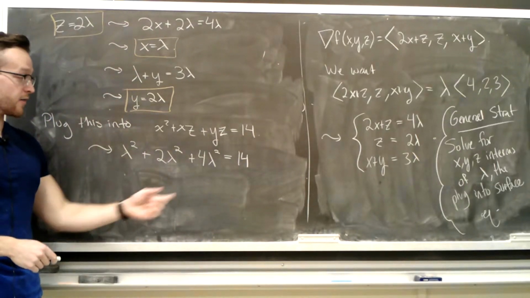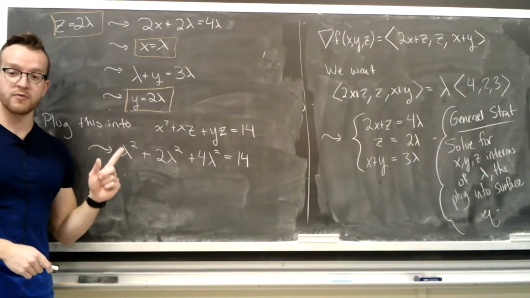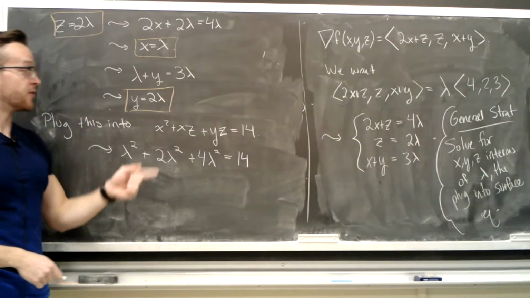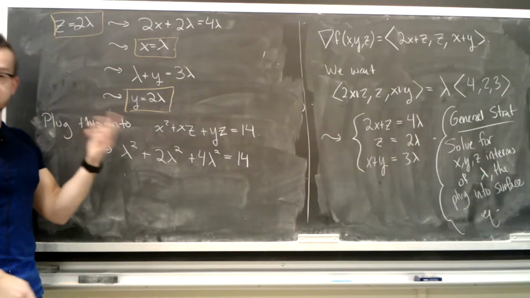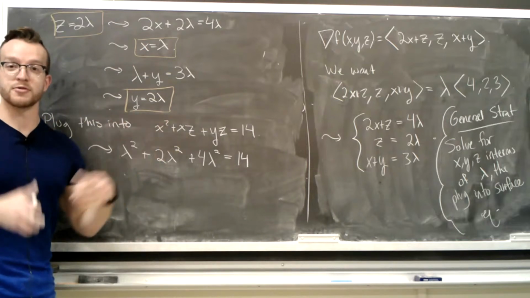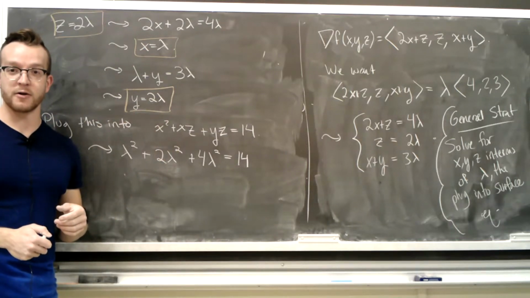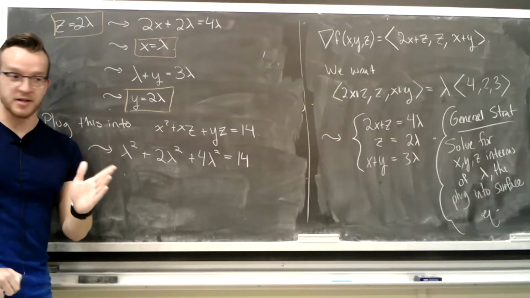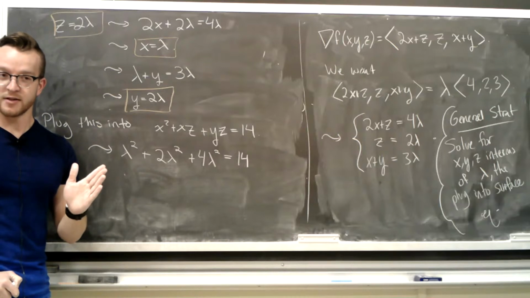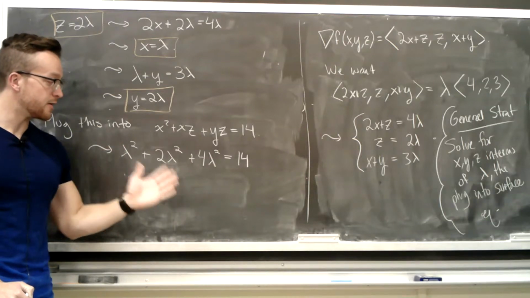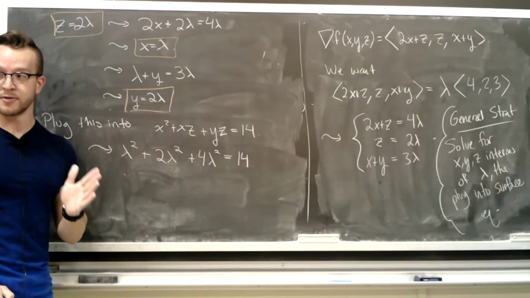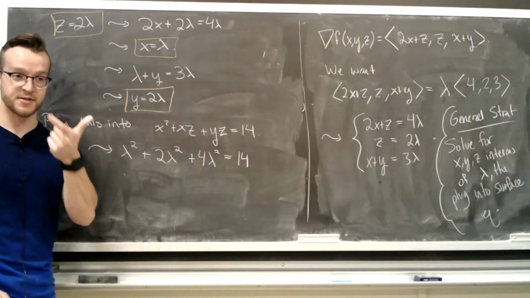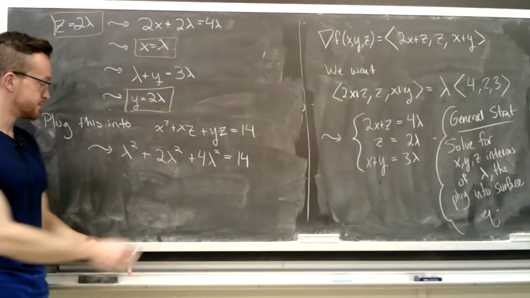And now I've got an equation only involving lambda that I can solve. We'll solve for lambda, and then we've got x, y, and z in terms of lambda, so that will spit out the points that we actually care about. Because again, the thing to remember about these problems is I don't actually care about lambda. Lambda is just a tool to get us to x, y, z. The end goal in these problems is the spatial point x, y, z.